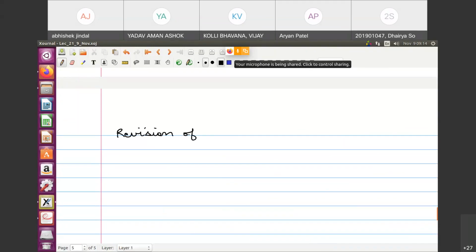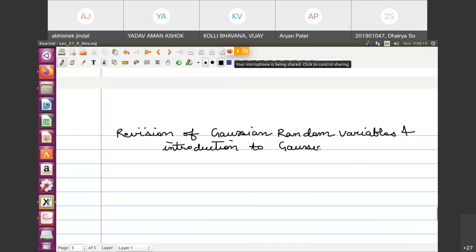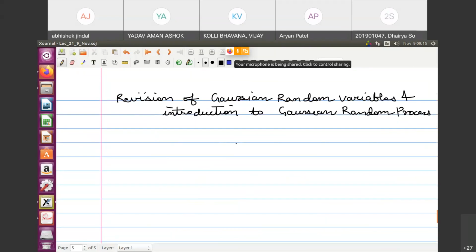So, revision of Gaussian random variables, an introduction. This is important. Ultimately we had to come to the Gaussian random process. But because we are now saying Gaussian random process, first we need to know what a random process is. And in order to study Gaussian random processes, we must know what a Gaussian random variable is. So this is the sequence of study.